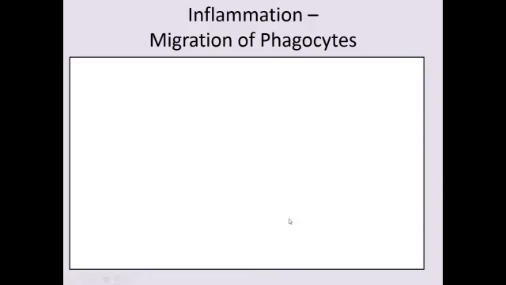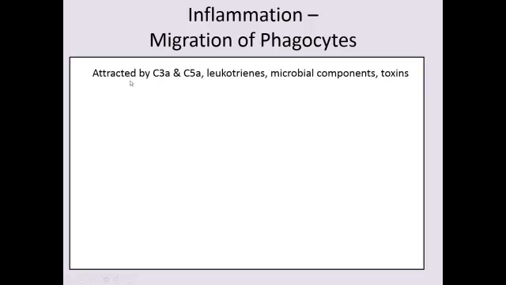All of these lead to migration of phagocytes. Phagocytes are attracted by concentrations of complement 3A, complement 5A, leukotrienes, which are signals that are released by leukocytes, microbial components, and toxins. All of these will stimulate margination, which is adherence by these phagocytes to receptors in the blood vessels.